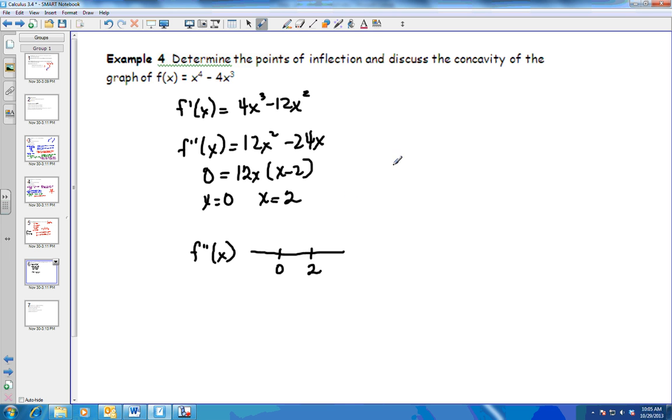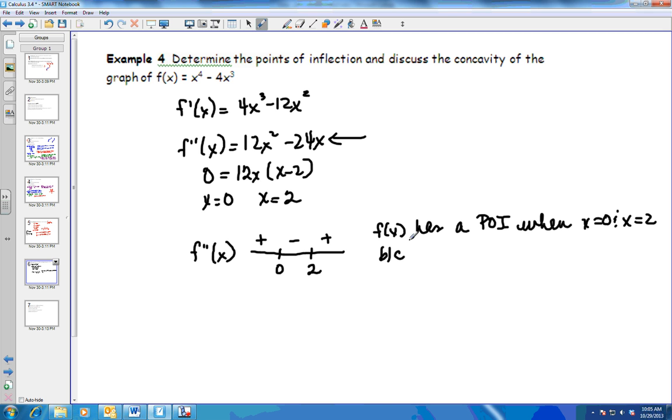So when I plug in these numbers, I'm plugging it into my second derivative. And when you plug in your numbers, you should get plus, minus, plus. And again, I know that they've always alternated, but they won't always alternate. So you always have to check it. So I can write f of x has a POI, point of inflection, when x equals 0 and x equals 2. And we know that because the second derivative changes signs there.